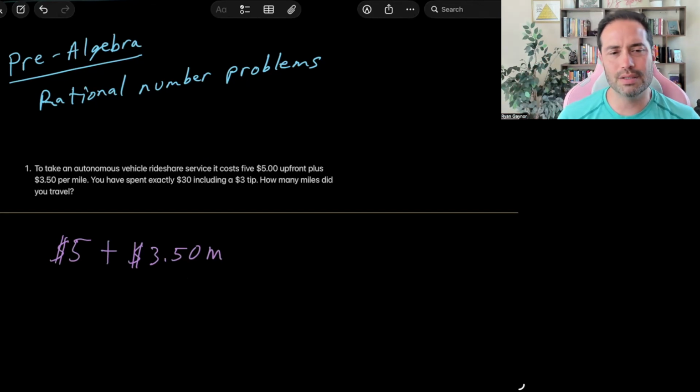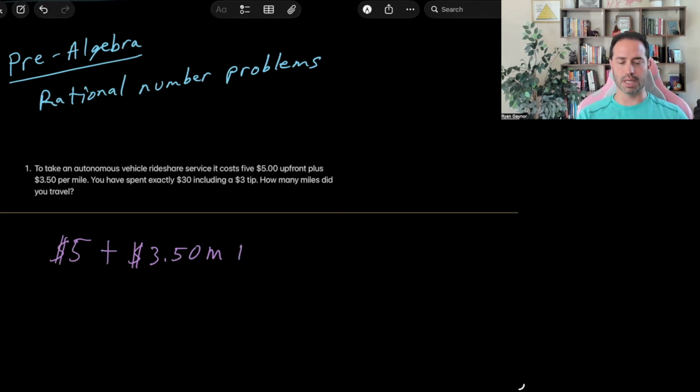And then it says, you have spent exactly $30, including a $3 tip. How many miles did you travel? Okay, so here's where we have to be a bit careful. Remember, we spent $5 up front. Then we added $3.50 per mile. But we also added a $3 tip. So let's write plus $3. And that is equal to our $30 that we spent.